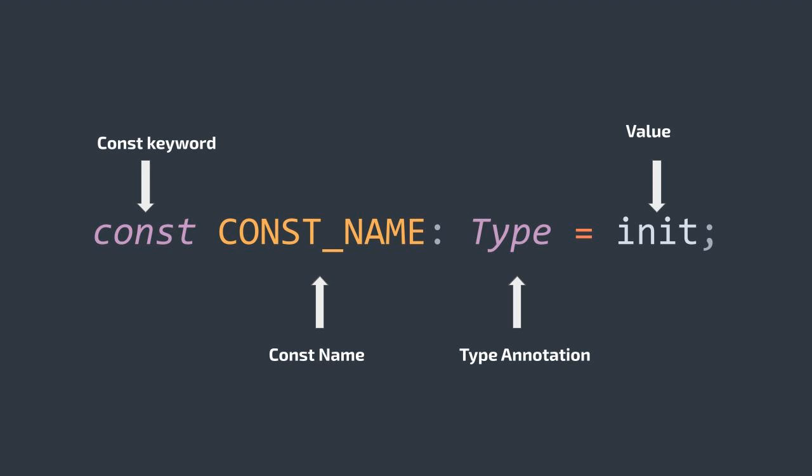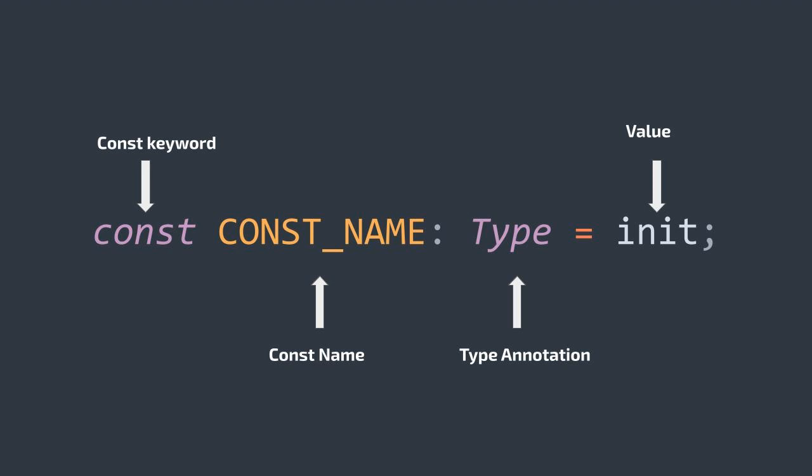There are four things different about declaring a constant. First, const instead of let. Second, the convention is to use screaming snake case for constants, meaning all uppercase words separated by underscores. Third, the type annotation is mandatory. You can't just leave it out. And fourth, the value must be a constant expression that can be determined at compile time.